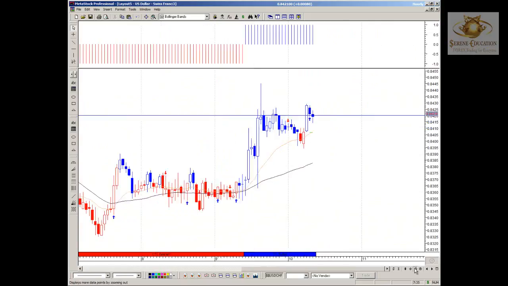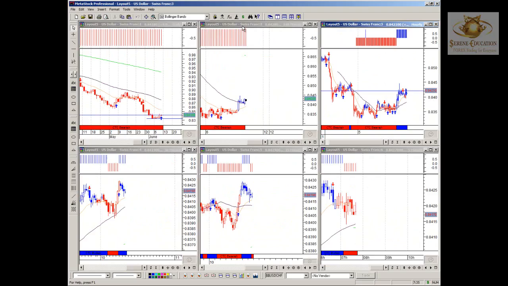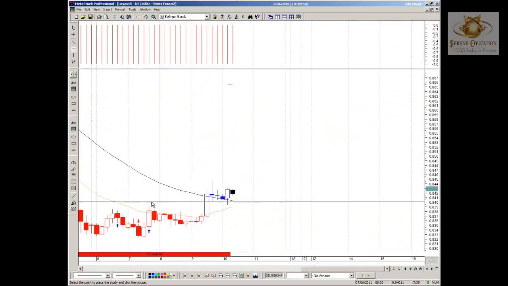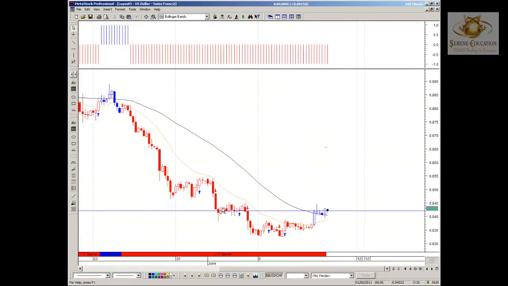Let's make it 20. You can see that's now testing a prior resistance support level on this time frame. Let's have a look and see. Here we go. Notice where price is trading now in conjunction with where it was before. So notice the extension down.